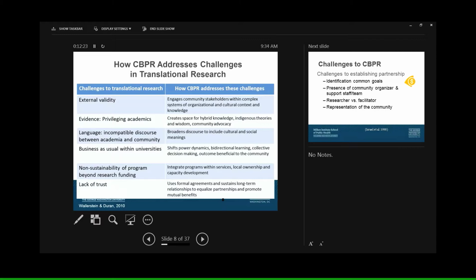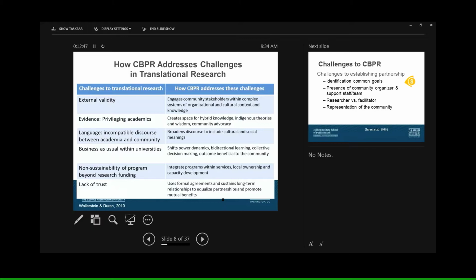There's a question of the sustainability of a program. CBPR should be integrating programs within services, and there should be local ownership and capacity development. So that's how textbook CBPR should be working, versus more traditional translational research, where funding is done and we're done and we're out of here.